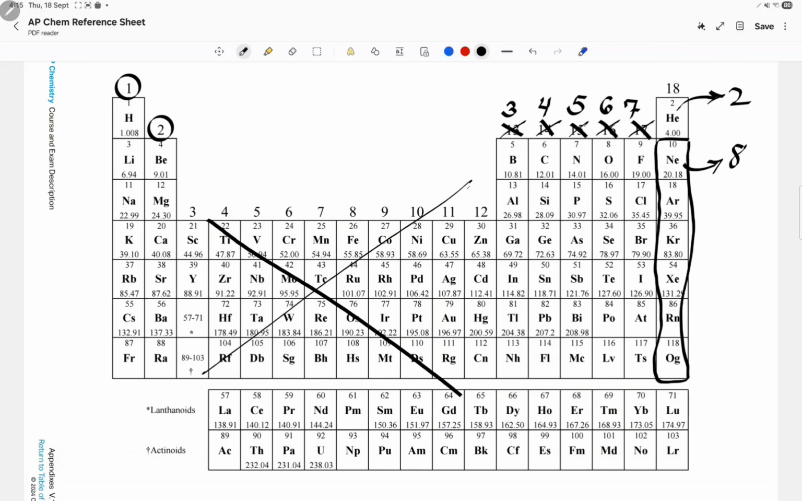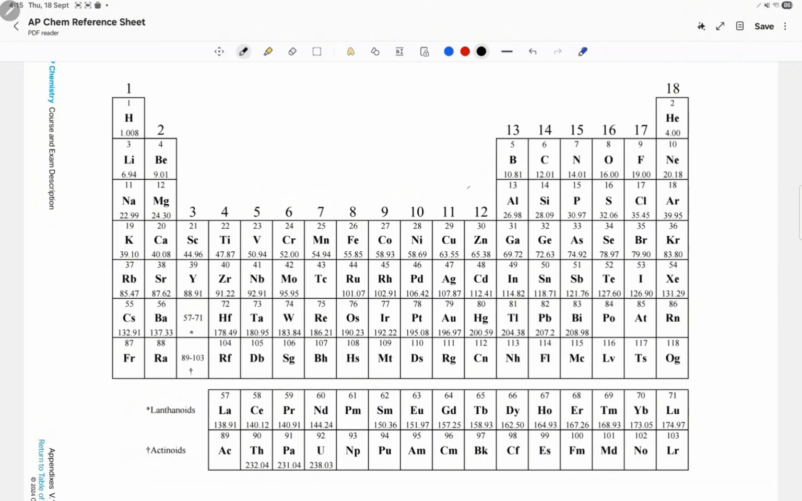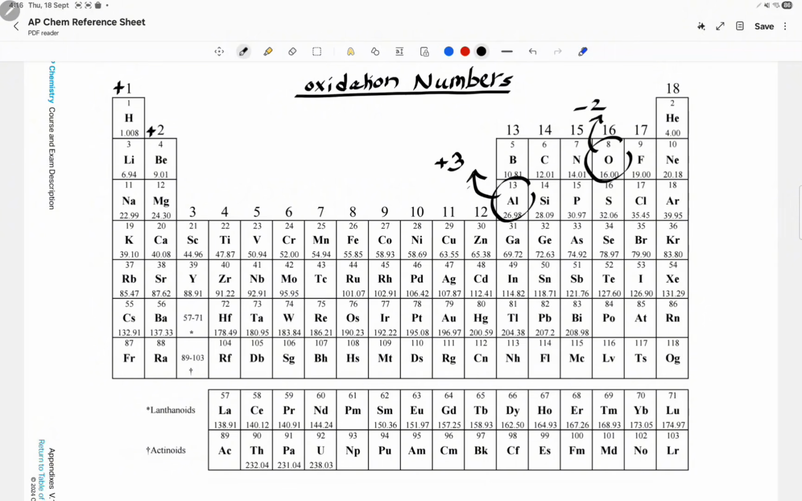What else can we tell about the periodic table from the periodic table itself? Let's see. We can also tell the charges. The charges are referred to in chemistry as the oxidation numbers. Exactly. Where a group 1 is a +1, group 2 is a +2. Aluminum is going to be a +3. Oxygen is going to be a -2 for almost all the cases. S is a -2 for a lot of cases. Group 17 will be -1 for the most cases.